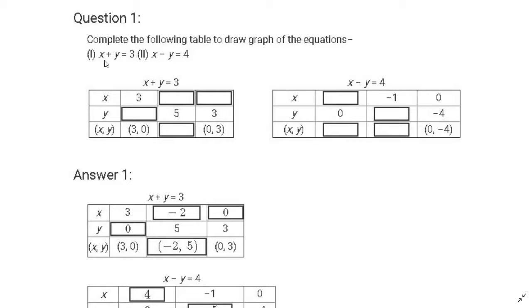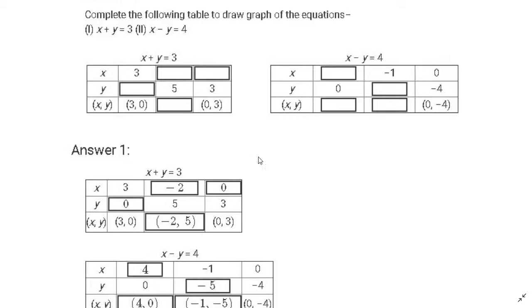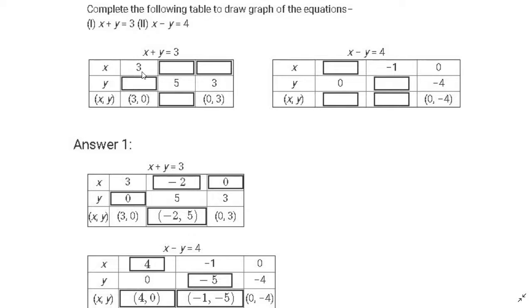Here are two equations, x plus y is equal to 3, and the table for it is here. And the second equation is x minus y is equal to 4, which is here. So basically, what we do to draw the graph is, if we have the value of x, we will calculate the value of y. We will put the value of x in equation number 1. Then we will get y is equal to 0, right?